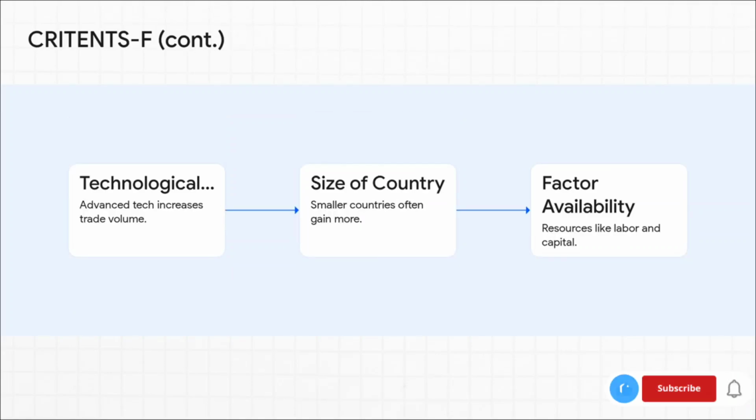And to finish our mnemonic, credence F, the second T is for technological conditions, S is for the size of the country, and here's a little nugget of gold for your exam. Smaller countries often gain proportionally way more from trade. And finally, F is for factor availability, what resources a country is blessed with. So there you have it, credence F. Burn that into your memory.